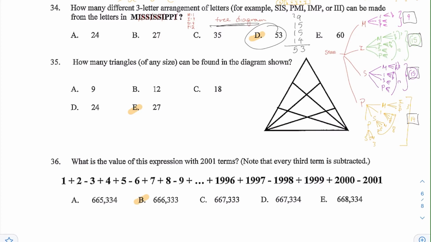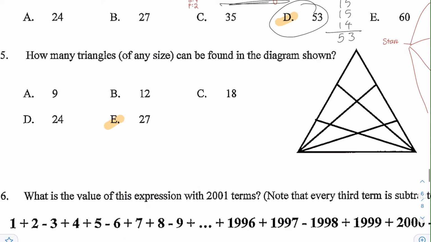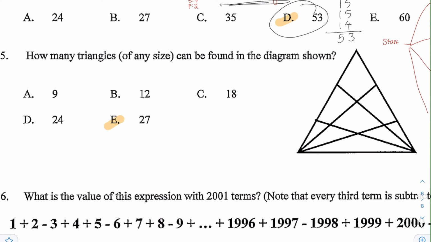For question number 35, how many triangles of any size can be found in the diagram shown? So just define triangles, and there are some overlapping triangles, so you want to keep some order here. For example, you could first find the ones that are just single triangles. So you have 1, 2, 3, 4, 5. There are 5 triangles that are just by themselves.